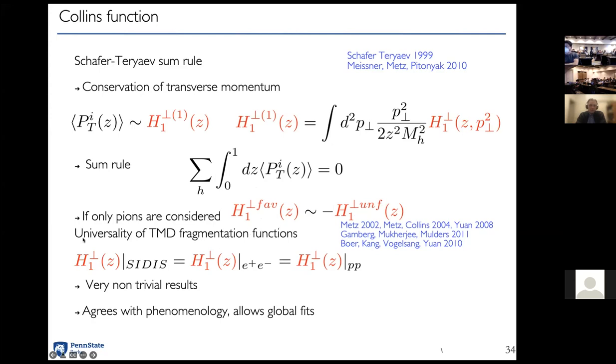A very important analysis was also done for the universality of TMD fragmentation functions. It was shown by Metz, and then Metz and Collins, that for SIDIS and e+e-, we have the same Collins fragmentation functions. They don't change sign, nothing happens. And then it was also extended to proton-proton by Yuan in 2010 and by Meissner, Mulders and Bomhof, showing that for all these processes, Collins fragmentation functions are universal. Very non-trivial results. And it agrees phenomenologically and allows for global fits.